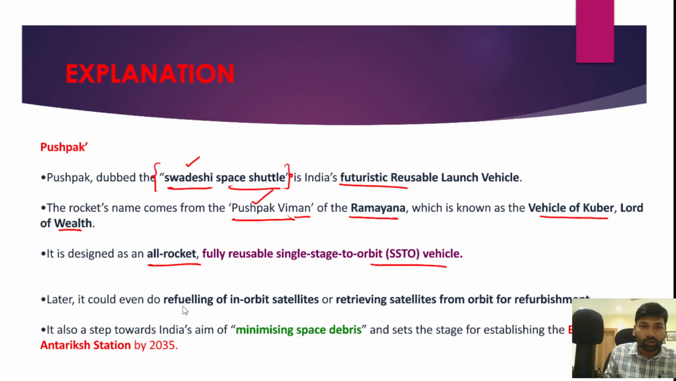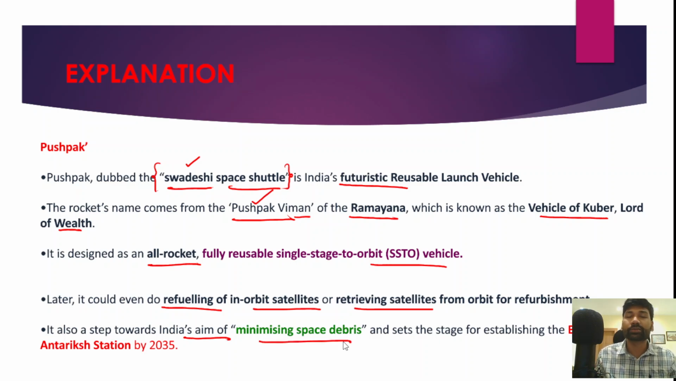And in fact, it could even do refueling of in-orbit satellites, or it can even retrieve satellites from orbit for refurbishment. So in some cases, the reusable launch vehicle is much more advanced in nature, and it would also prevent the threat of satellite debris around the orbit of the Earth. In fact, Pushpak is considered a step towards India's aim of minimizing space debris, right?